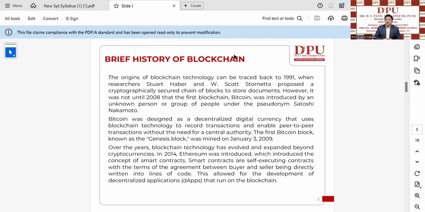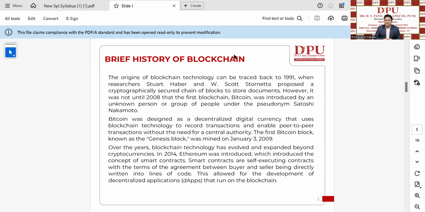And it is very interesting to know that the first Bitcoin block, known as the Genesis block, was created in the year 2009. That is January 3, 2009.